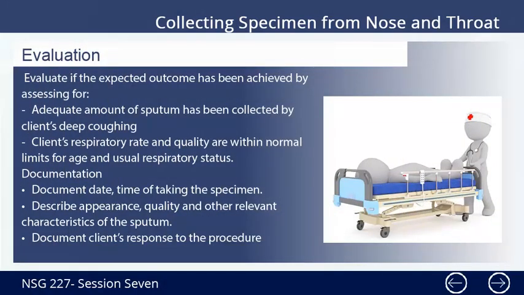Evaluation. Evaluate if the expected outcome has been achieved by assessing for adequate amount of sputum collected by client's deep coughing, and client's respiratory rate and quality are within normal limits for age and usual respiratory status. Documentation. 1. Document date, time of taking the specimen. 2. Describe appearance, quality, and other relevant characteristics of the sputum. 3. Document client's response to the procedure.